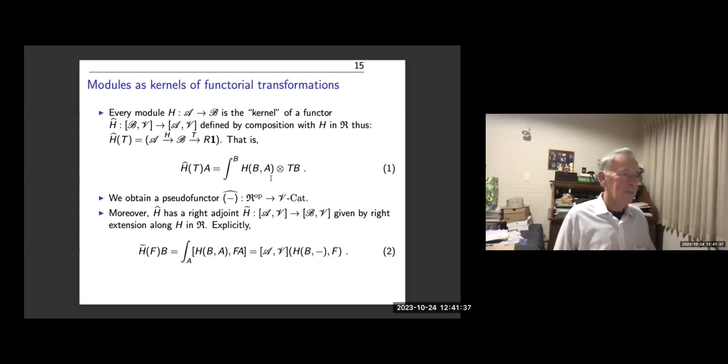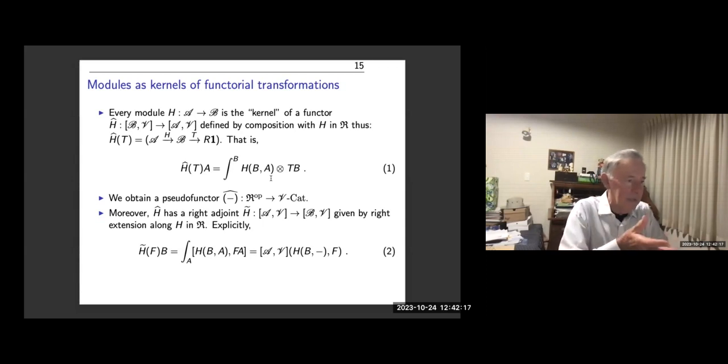So from this module from A to B, you get a functor I'm calling H hat from the representations of V to the representations of A. Every functor is actually a module into the free V-category on one, which is the thing that has one object and has R as its hom. And so you can compose using the formula I had before. And this is the formula for H hat. And so H hat actually gives you a pseudo functor from R op to V cat.